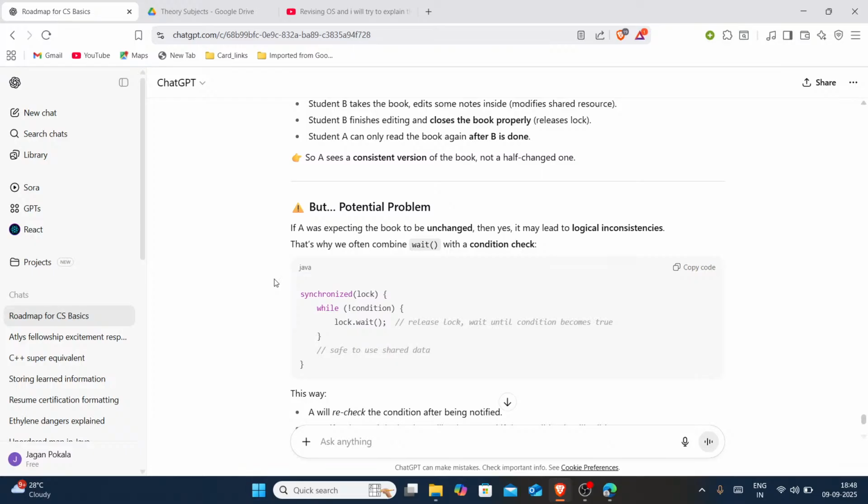Release lock, wait until condition becomes true.